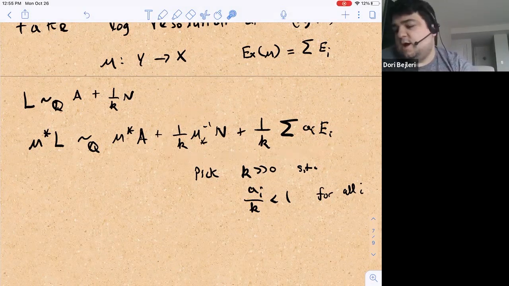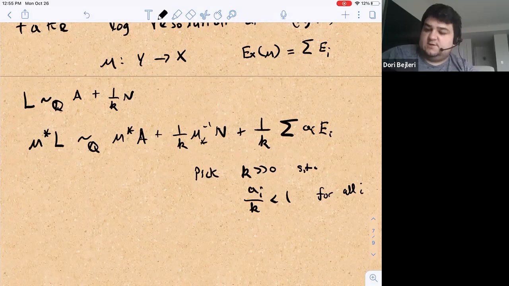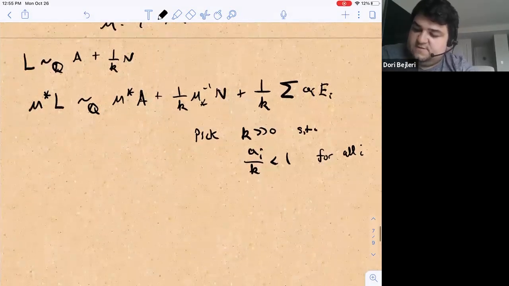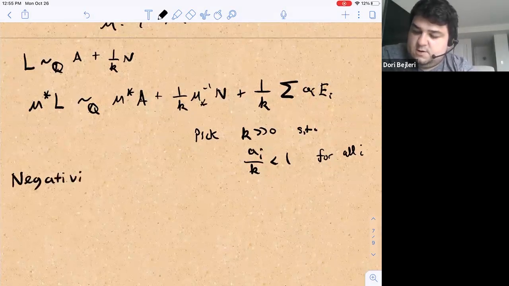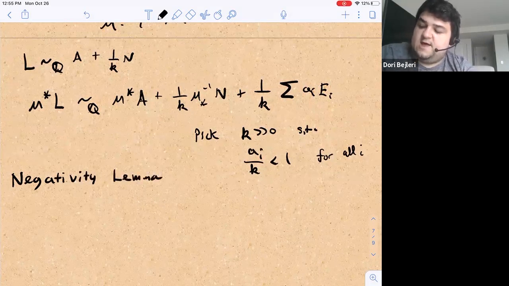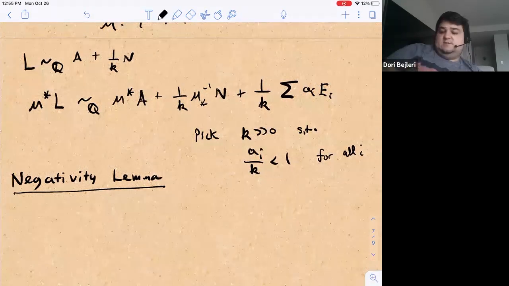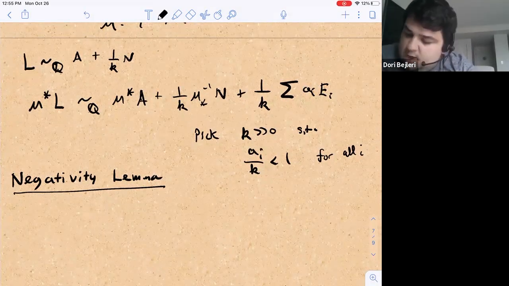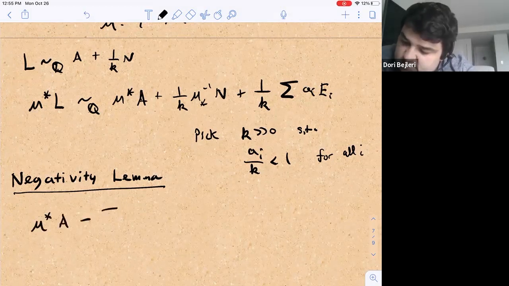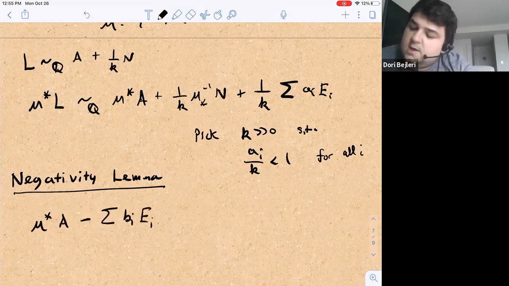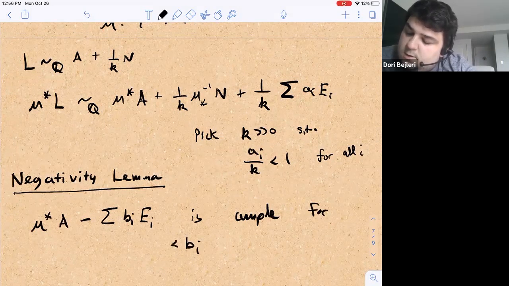The only issue is that we want to apply the previous version, which needed an ample divisor, but here we have mu upper star of an ample. So we have to modify things a tiny bit to replace mu upper star A with an ample divisor on Y. To do that, we need a version of the negativity lemma that came up before. This was the lemma that if you have exceptional divisors for a birational map, then the intersection with curves that live inside the exceptionals is always strictly negative. That's the negativity lemma. But another way to phrase that is that mu upper star A minus sum of b_i E_i is ample for very small b_i.